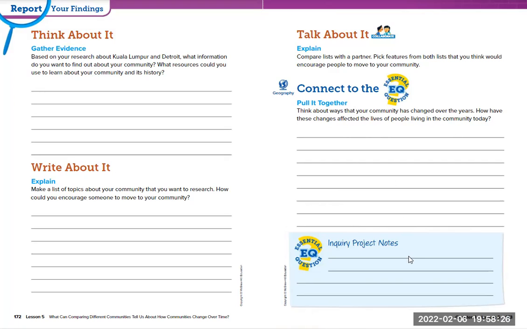So once you're done with that, make sure that you scan and upload it to Google Classroom. Please use your neatest handwriting, and we will continue to Chapter 4, Lesson 6 next time.